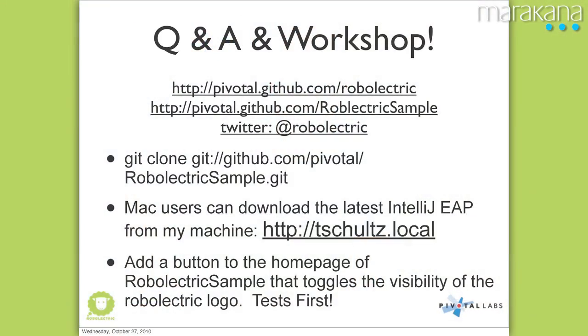And so now is when everybody's really excited and they want to do this. So I can help you get your workstation set up if you're running a Mac, of course. And if you're interested, you can get the latest IntelliJ EAP off of my machine right now. If you go to tschultz.local, there's a web page there. You can download the EAP off my box. I don't know how long it'll take to get over the Wi-Fi, but it's got to be faster than the internet.